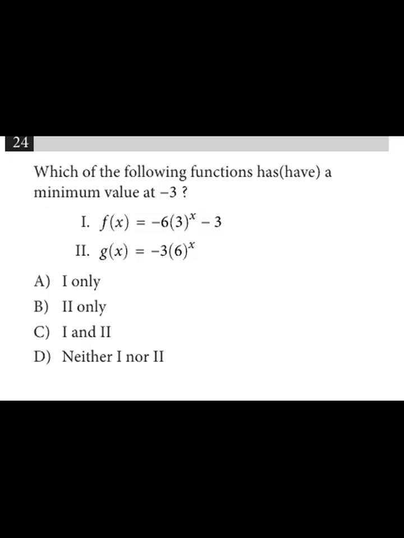Okay, so question 24. Which of the functions has a minimum value at -3? So we have -6 times 3 to the power of x minus 3, and -3 times 6 to the power of x. So both of these functions look like this and this. They're both decreasing functions and are exponential. And well, that means that there's no minimum value. So which of the functions has a minimum value at -3? Neither of them. So the correct answer is D.